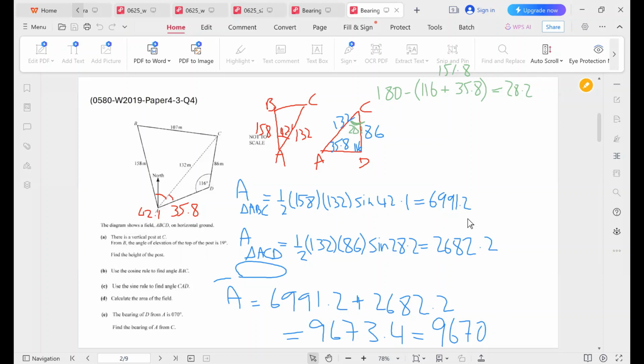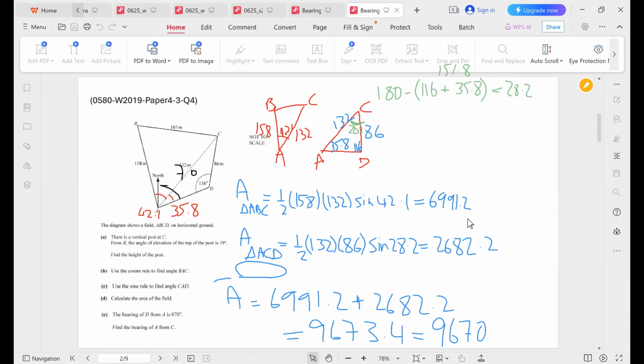And then finally, we are told the bearing of D from A is 70. Find the bearing of A from C. So the bearing of D from A, this would be this angle here. This black angle is basically equal to 70. And of course, the first thing that should come into our minds is we have many overlapping angles here. So it would be a good idea to try to figure out each individual angle.